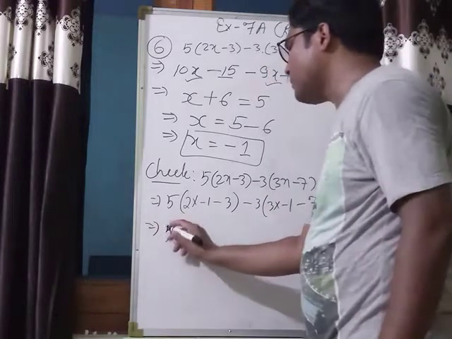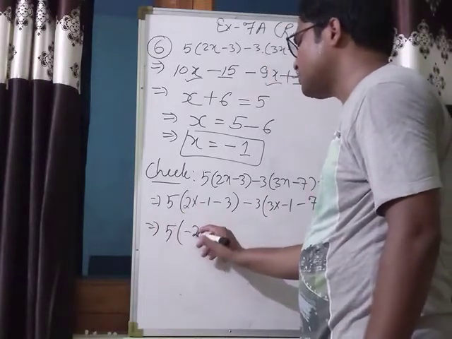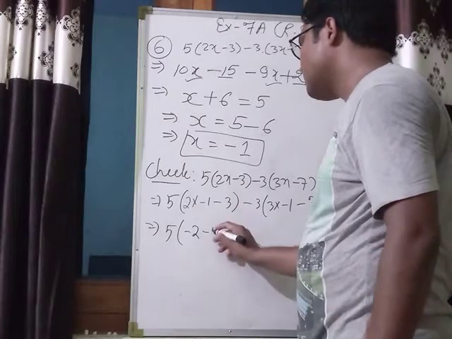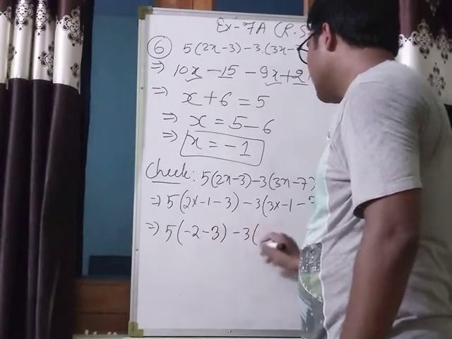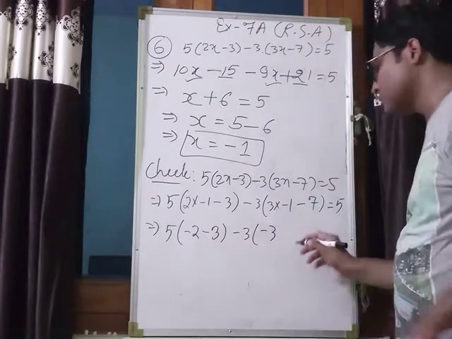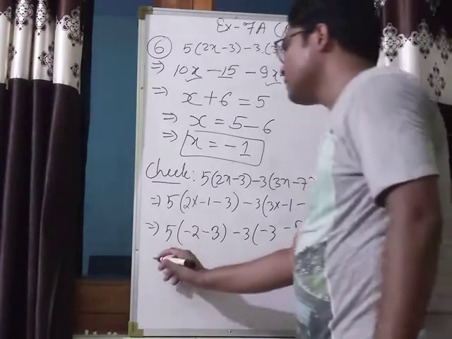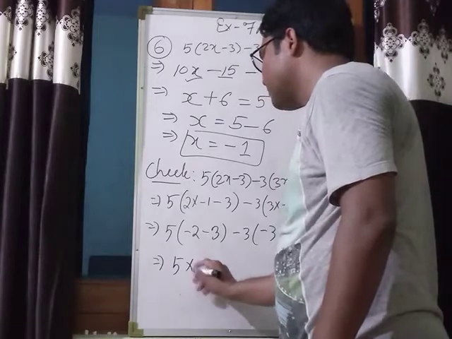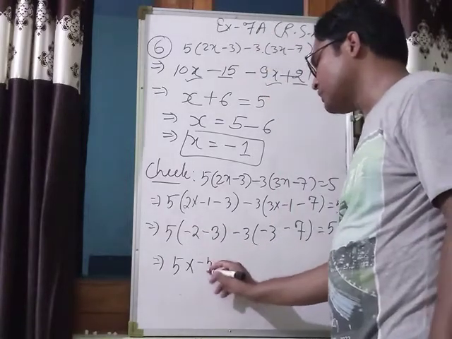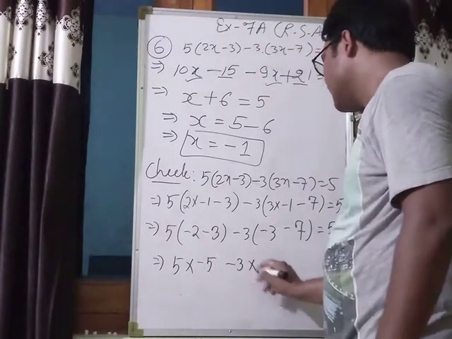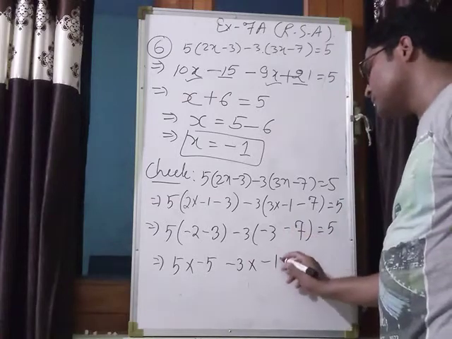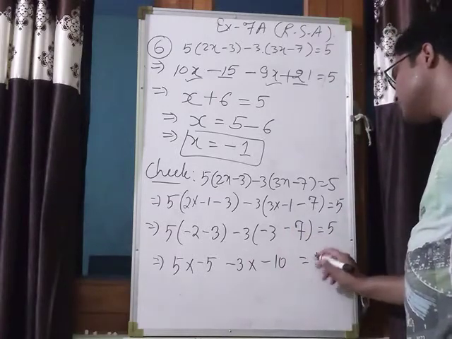So it will be 5. This is minus 2 into minus 1 minus 2. Minus 3. This is minus 3. 3 into minus 1 minus 3. Minus 7 equal to 5. Okay. So it will become 5. This is minus 3 minus 2 minus 5. This is minus 3 into minus 3 minus 7 minus 10. That is equal to 5.